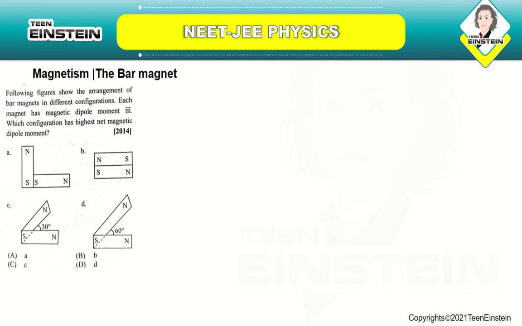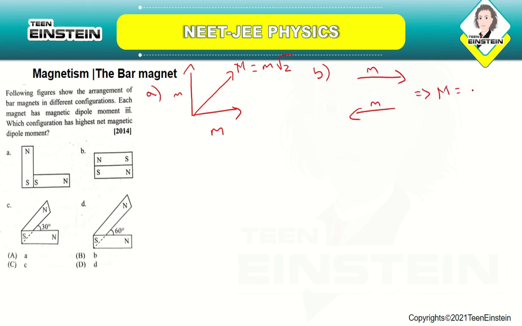For the first configuration A, if you see, you are having it like this. So, this will be M equal to M root 2. Next, for configuration B, you are having it like this. Both are in opposite directions, so they will cancel with each other, and the net magnetic dipole moment will be 0. And next we will go with configuration C.